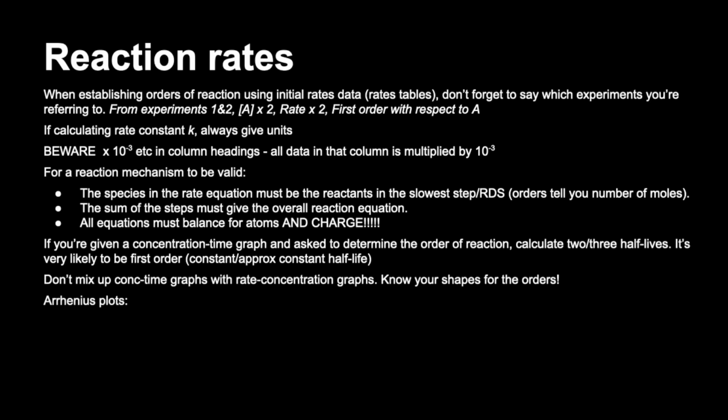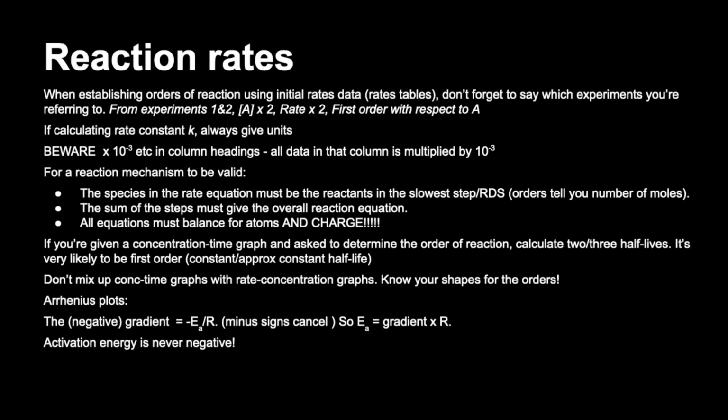A couple of things about Arrhenius plots. So the first thing to talk about is the gradient or negative gradient is equal to minus EA over R. The minus signs will obviously cancel. So EA, activation energy, would be found by multiplying the gradient by the gas constant R. Remember, the activation energy is never negative, and the activation energy from an Arrhenius plot is measured in joules per mole, not kilojoules per mole.